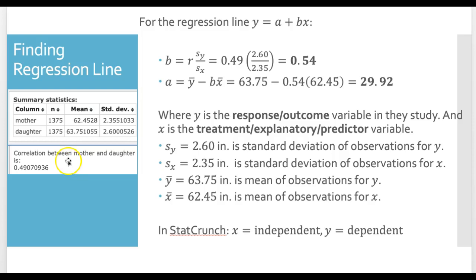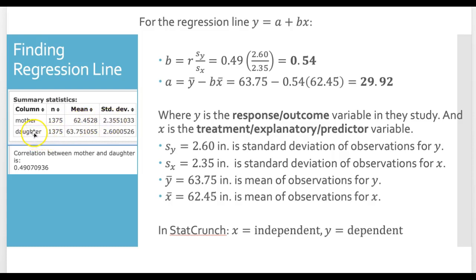If we calculate the correlation between mother and daughter, we get roughly 0.49. We've seen 0.49 before; we calculated that in the previous video. This is my r. Since mother is my explanatory variable, this value here is my x bar, and this is my s sub x.